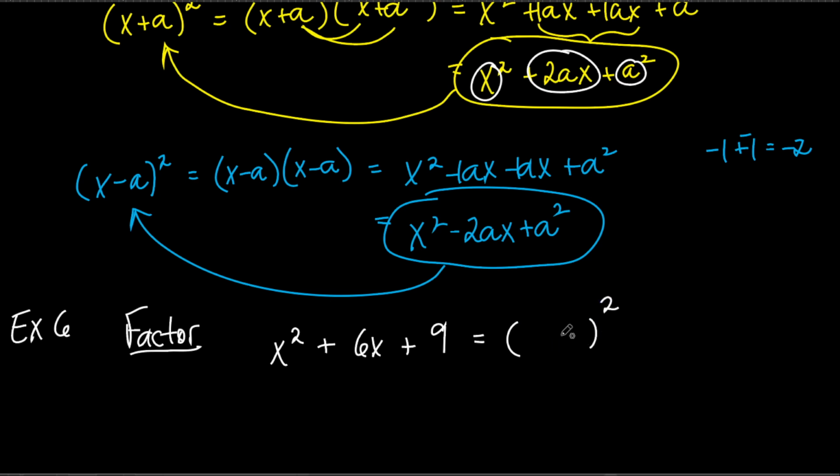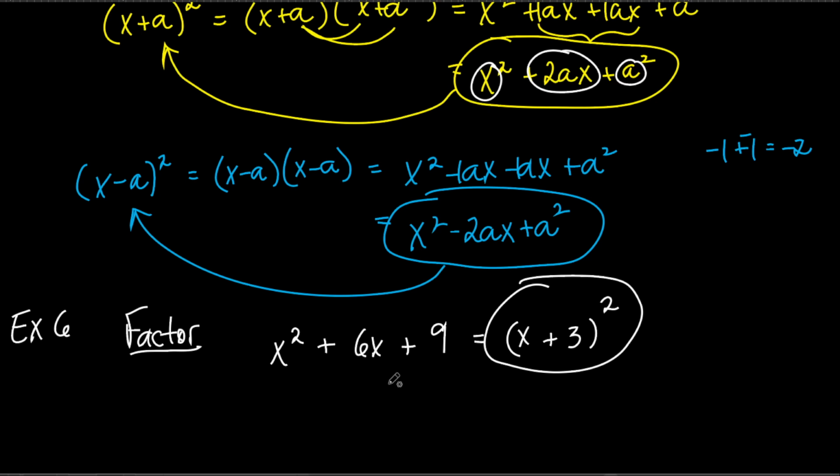So what goes where? Well, everything's positive. What was being squared to give you the x squared? X. What's being squared to give you the 9? 3. And there you go. That's a perfect square. You just have to recognize it.